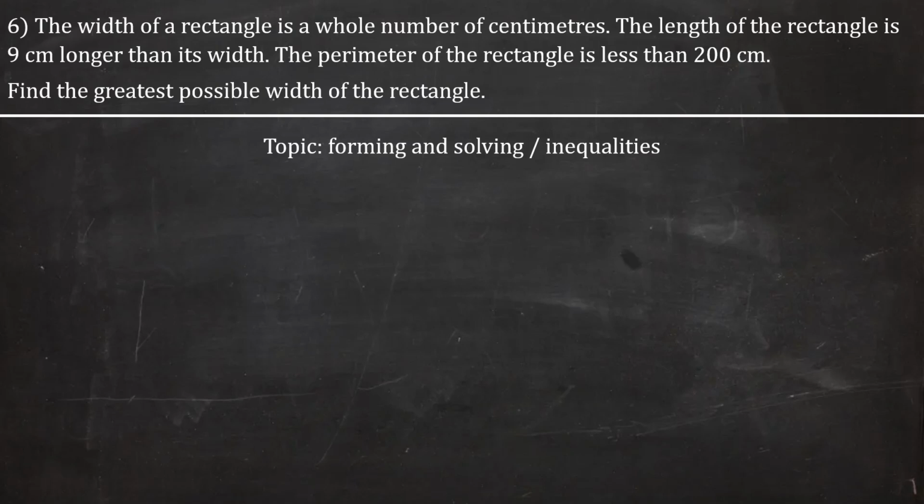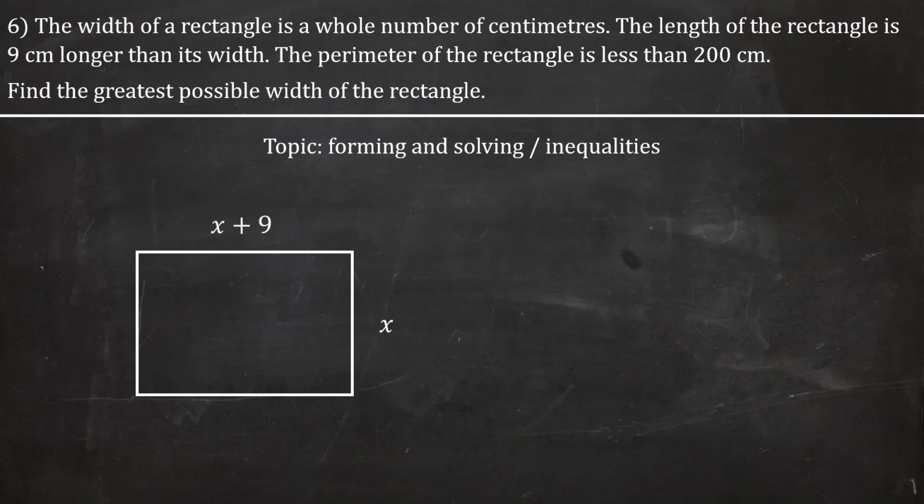Question 6, we have a forming and solving inequalities question. So first thing, in order to help me visualize here, I'm going to just draw a rectangle. So one of the sides is going to be the smaller side, so the width is going to be x. The length is 9 centimeters longer than the width, so the length is going to be x plus 9.